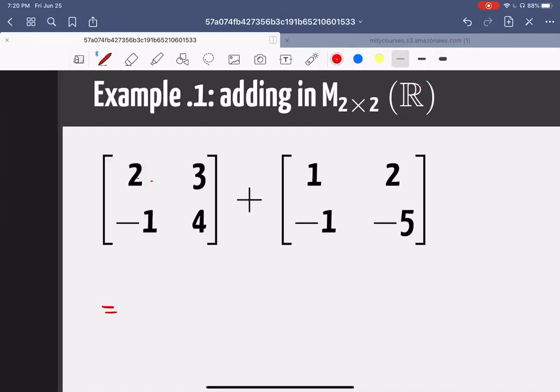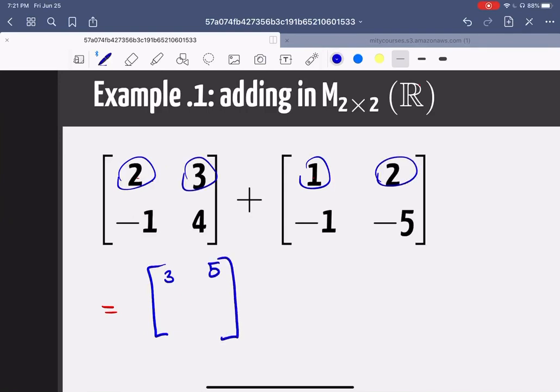And the way we're going to add them is real simple. All you do is take the 1, 1 entry and the 1, 1 entry, and you add them, and you get 3. Then you get the 1, 2 entry and the 1, 2 entry, and you add them. And so on and so forth. You add the 2, 1 entry, and then you add the last entry. And that's how you add matrices.